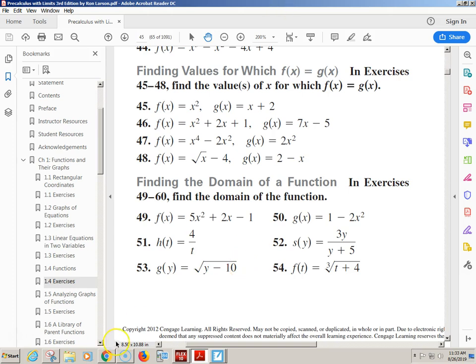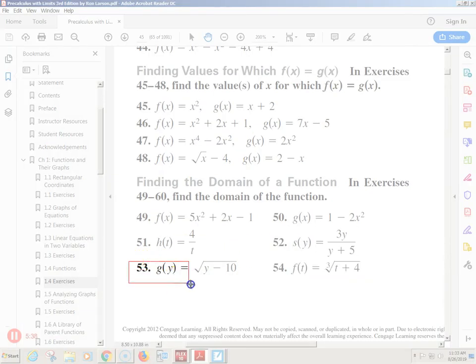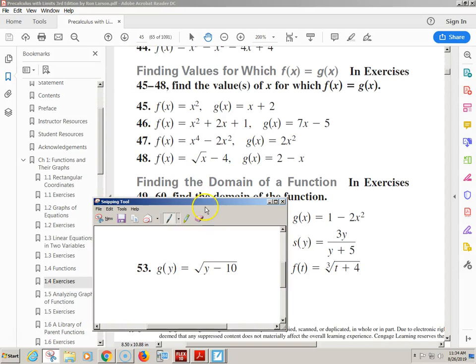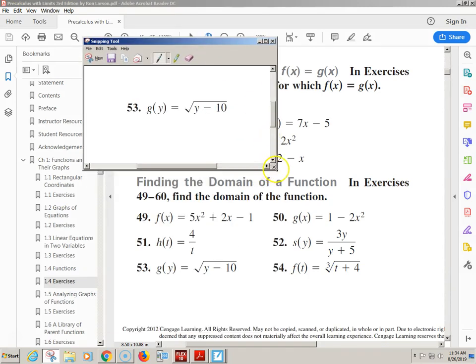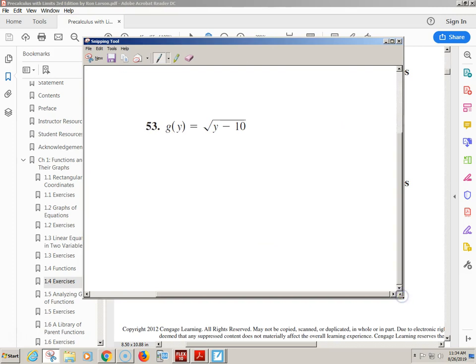53. Find the domain. Why is this one nasty? Okay, there's a square root, but also what's weird about it? g of y. Like, wait a minute, hold on. I thought inputs were x's and outputs were y. But in the context of this problem, who is the input? g of y. Who's the output? I don't know, but g of y is its name. Who's the input? y. So when it says domain, they're trying to trick you. By the nature of the algebraic expression, y's are the input. You put in a y and you get out a g of y.